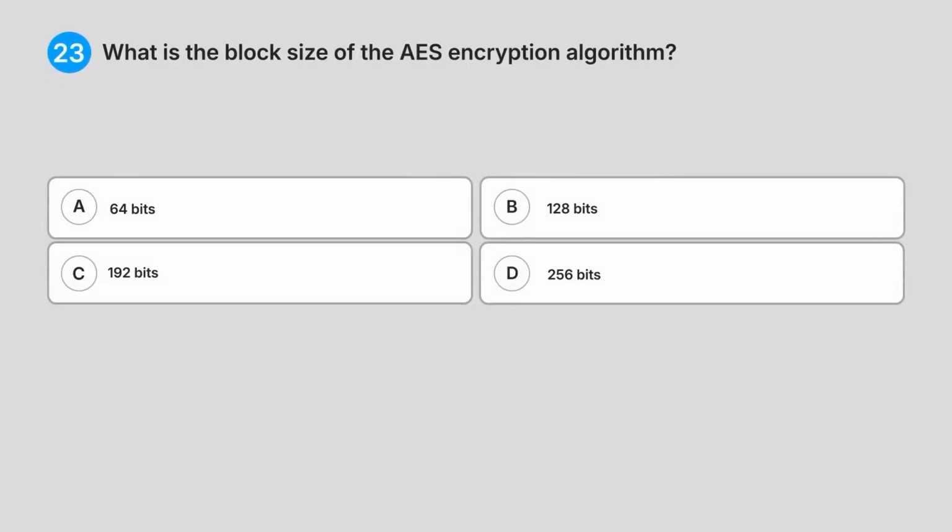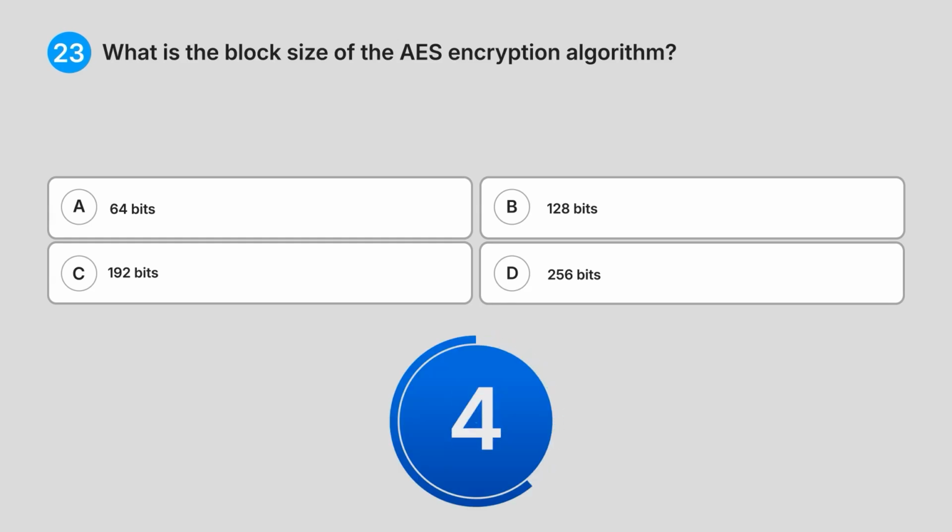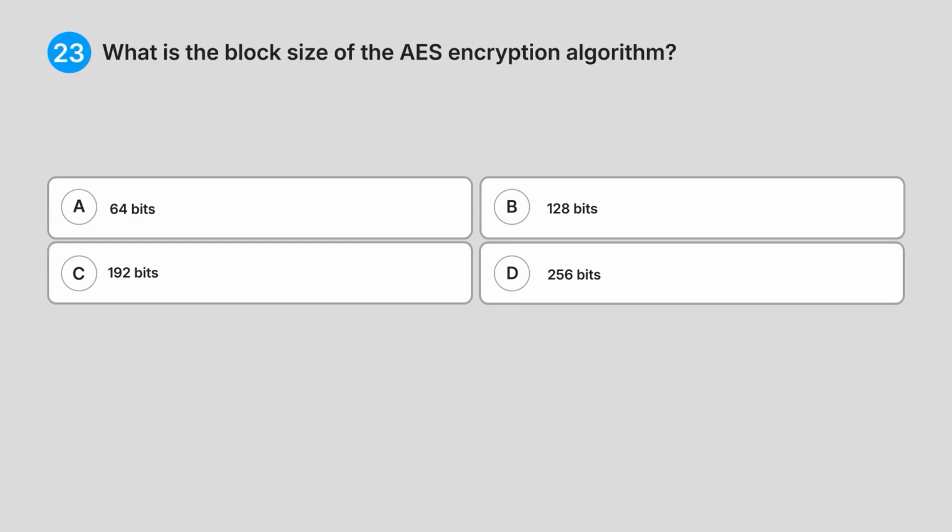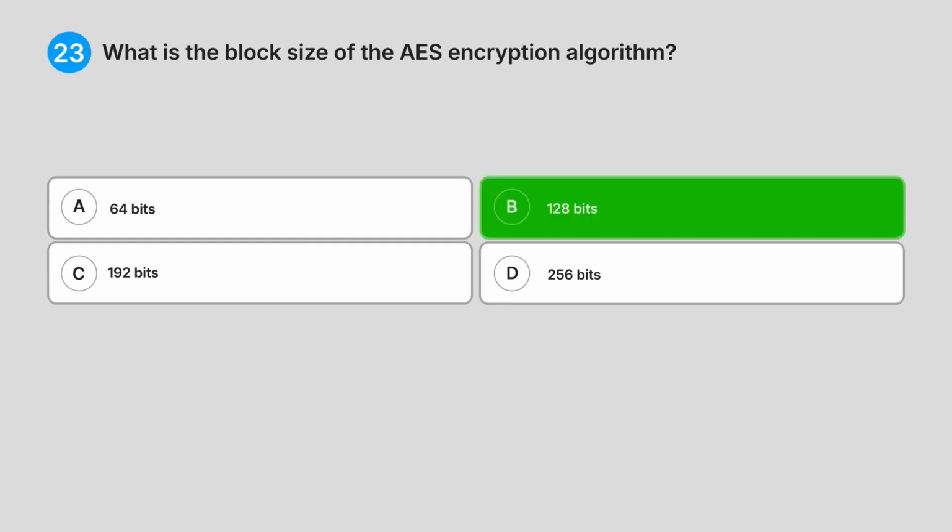23. What is the block size of the AES encryption algorithm? A. 64 bits. B. 128 bits. C. 192 bits. D. 256 bits. Can you guess the answer? Correct answer, B. 128 bits.